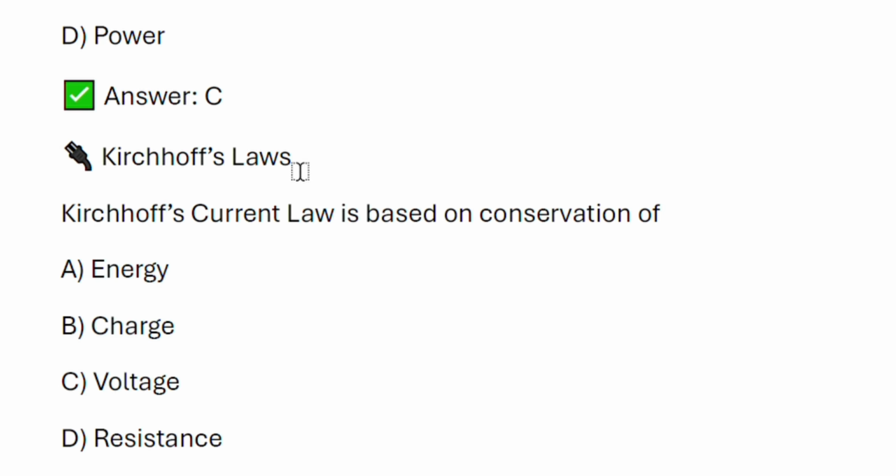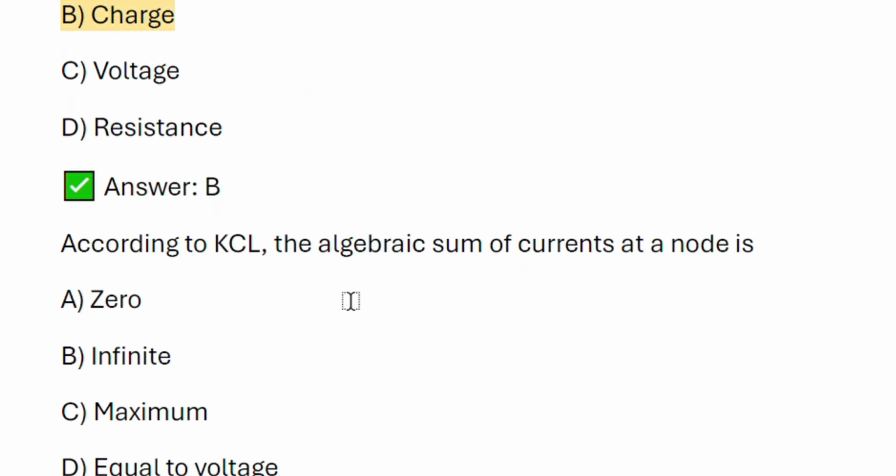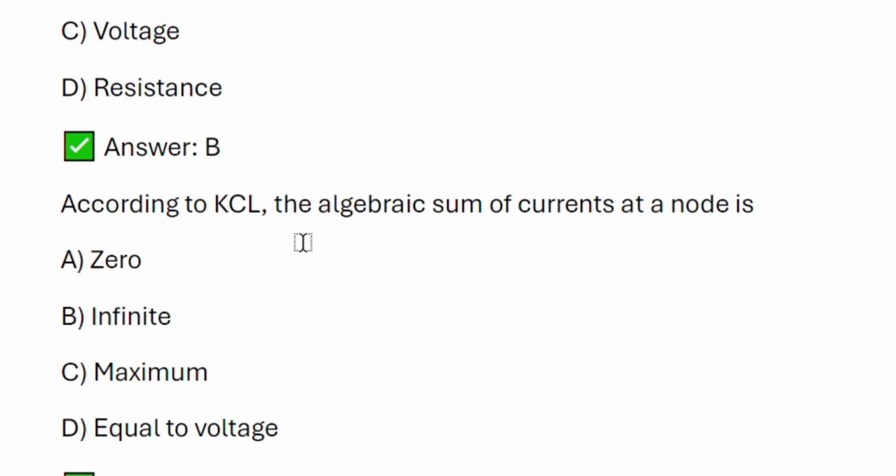Kirchhoff's law. From Kirchhoff's law से कुछ क्वेश्चंस देखेंगे. Kirchhoff's current law is based on conservation of energy, charge, voltage, resistance. The correct answer is option number B, charge. Next question. According to KCL, the algebraic sum of currents at a node is 0, infinite, maximum, equal to voltage. The correct answer is option number A, 0.